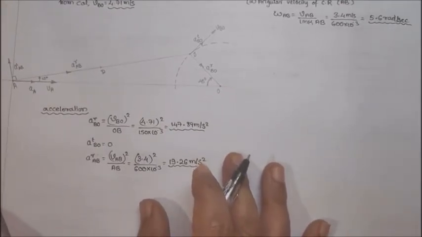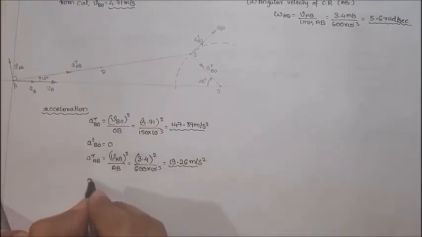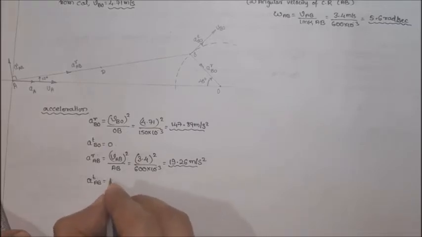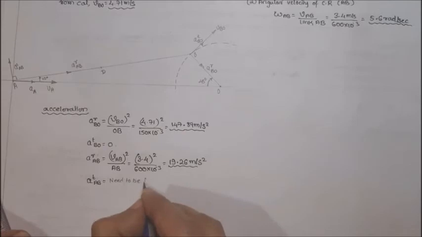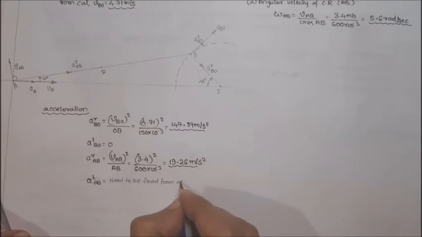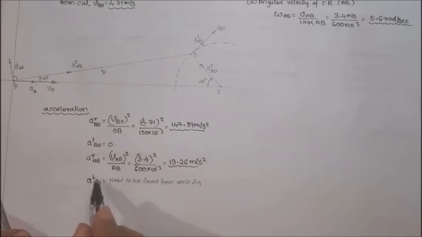Next, which one do we require to find out? Similarly, the tangential acceleration of AB needs to be found from the graph, that is, from the acceleration diagram. So when we get to the acceleration diagram data, we will find the acceleration of AB tangent to it.